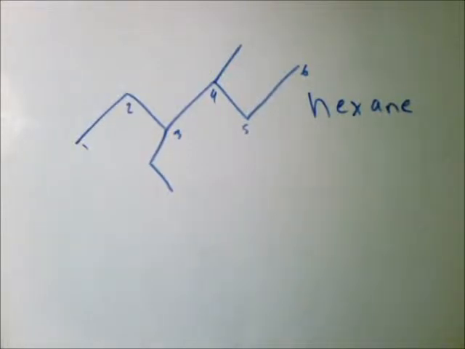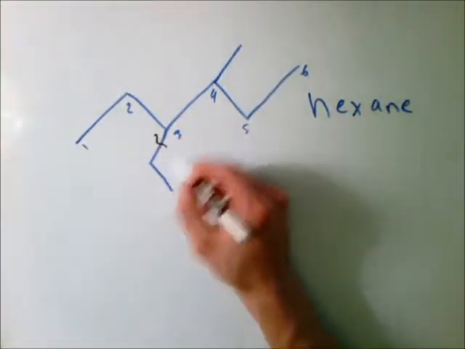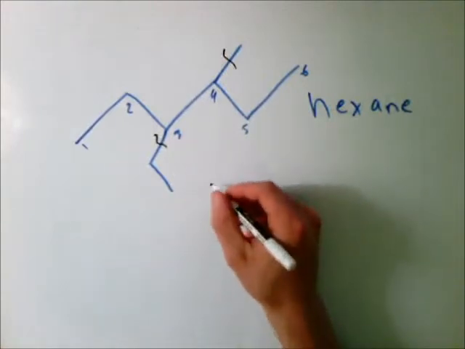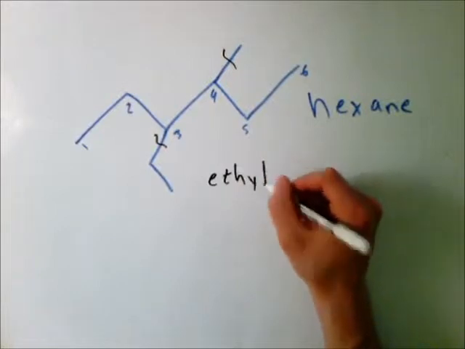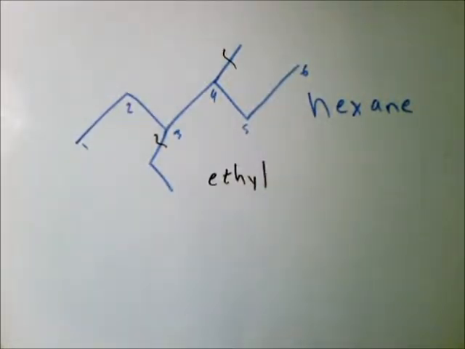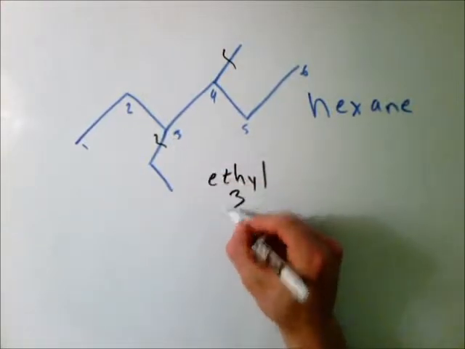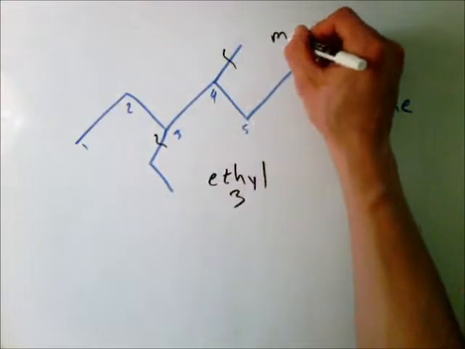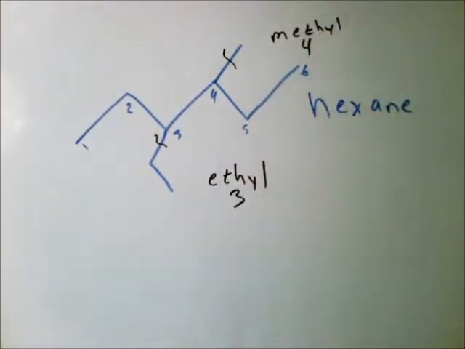Now we have to identify the alkyl groups. Well, here we have 2 carbons. Here we have 1 carbon. This one, parent name is eth, and we'll slap the yl on there to identify it as an alkyl group. And it's bonded to the 3rd carbon. On this one, we have a methyl group, and it's bonded to the 4th carbon.